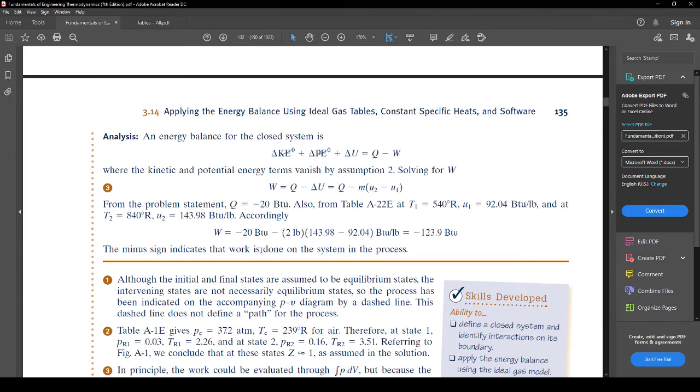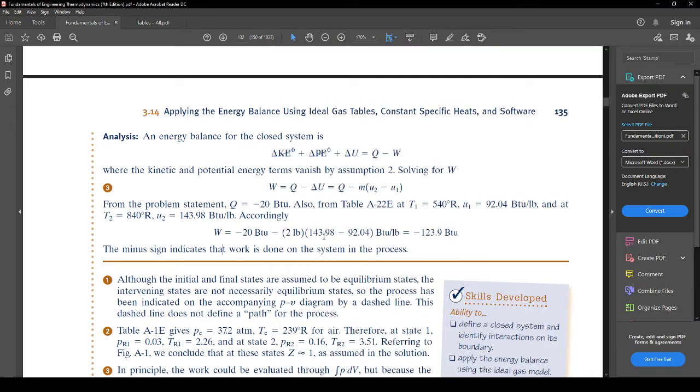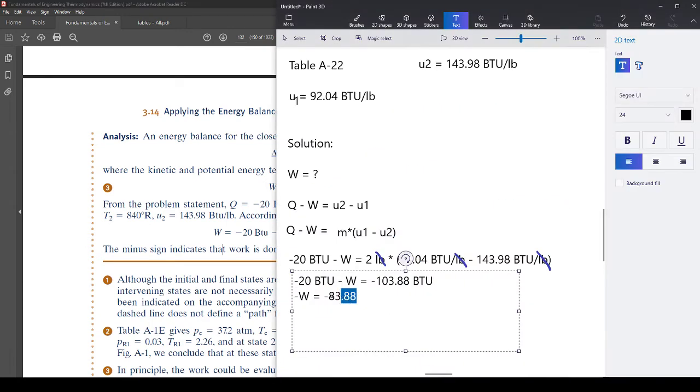Wait a minute. So the work is done on the system. That makes sense. But something here isn't quite right. Let me go back. I think I messed up the sign here. So if you move over Q here, I think I'm... System gains internal energy from state 1 to state 2, right? Yes. So that delta U, U2 minus U1, should be positive. Yep. Yeah, I realized. So I had it right the first time.